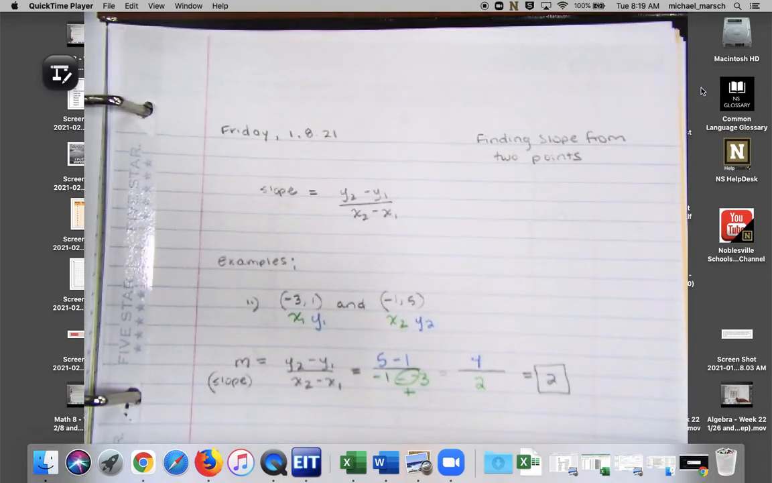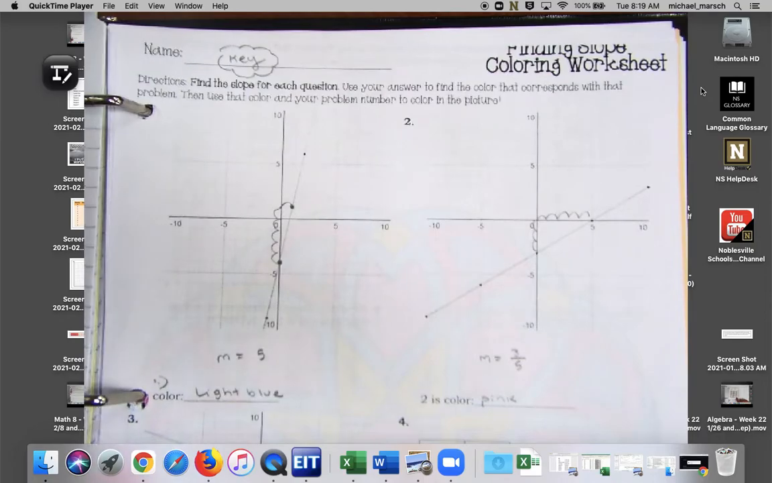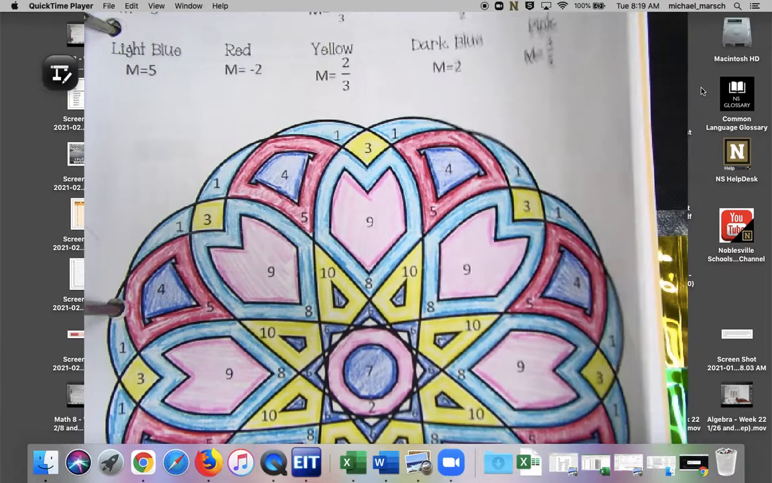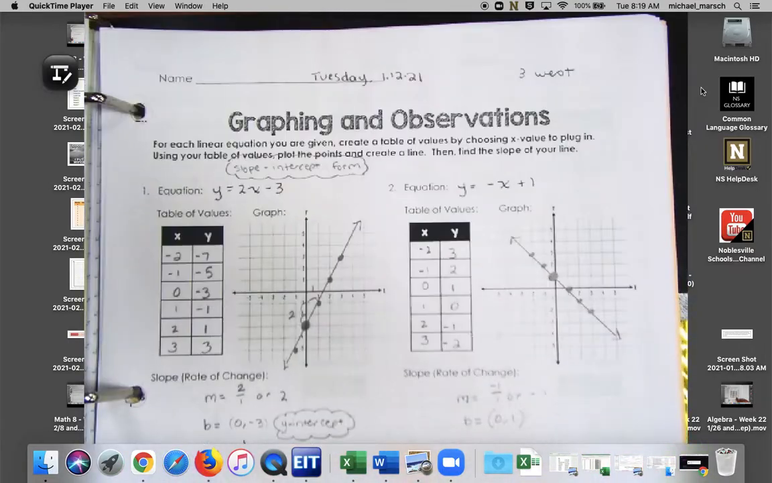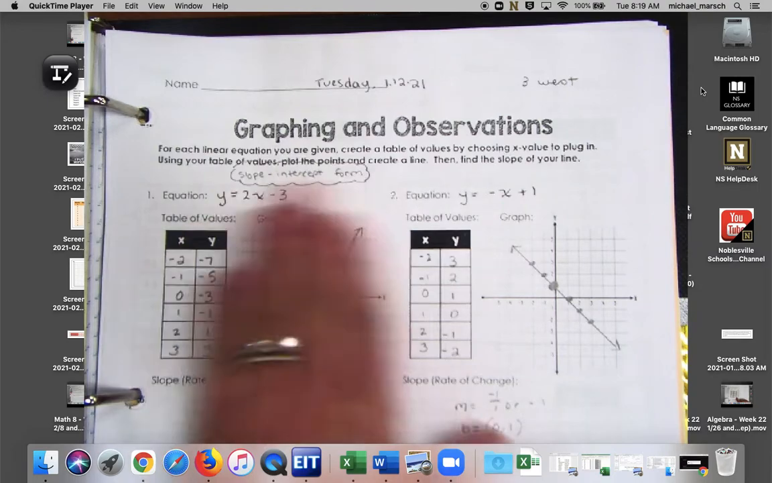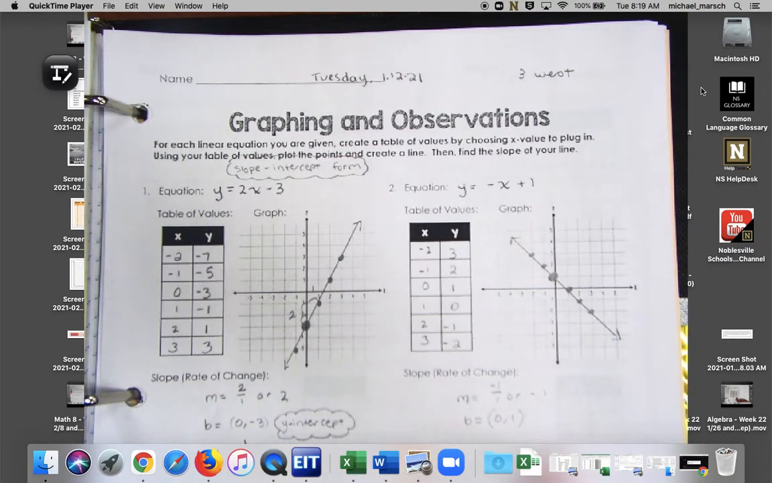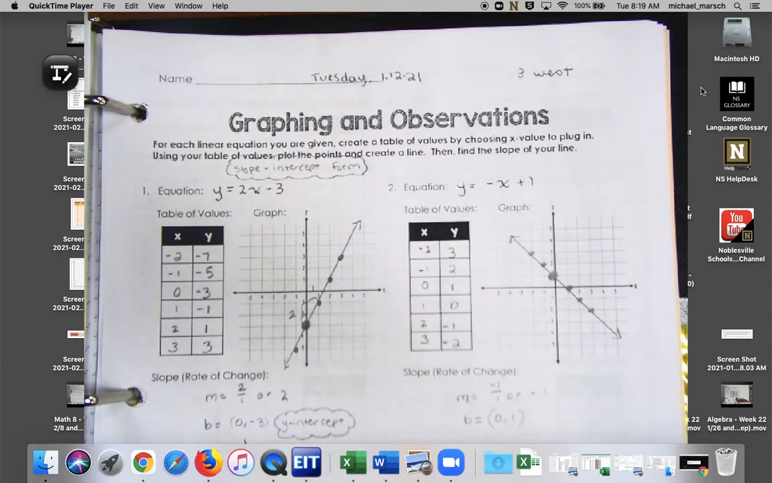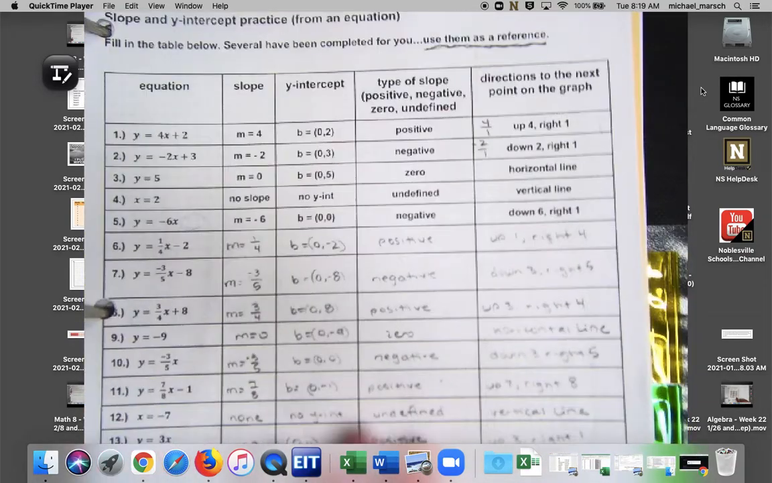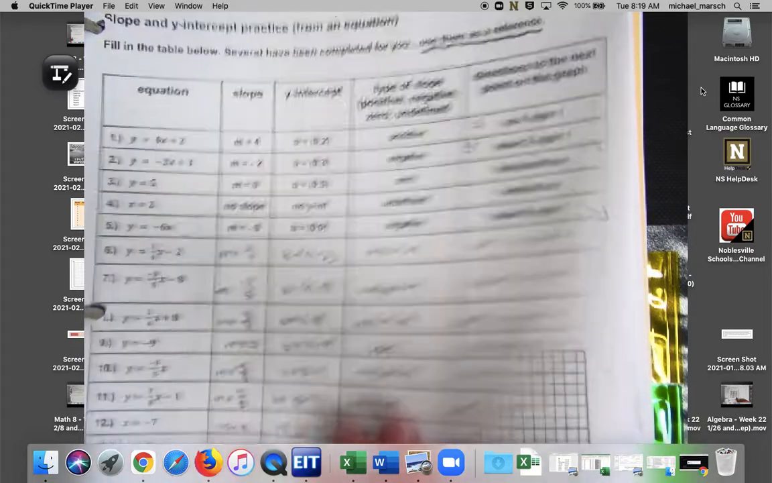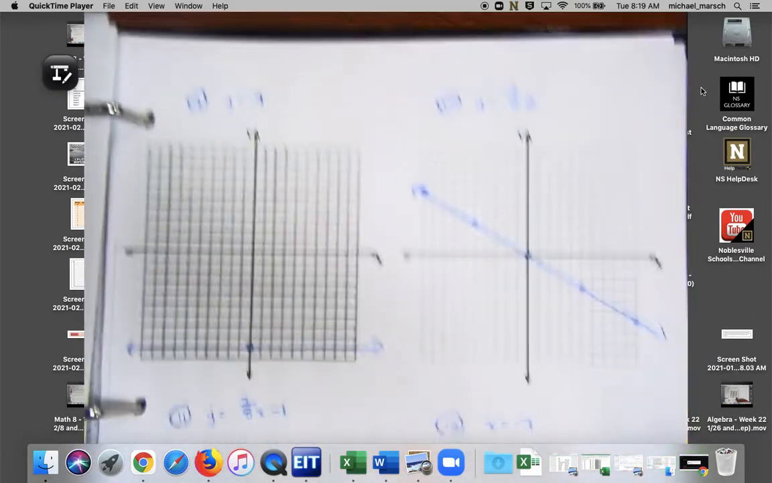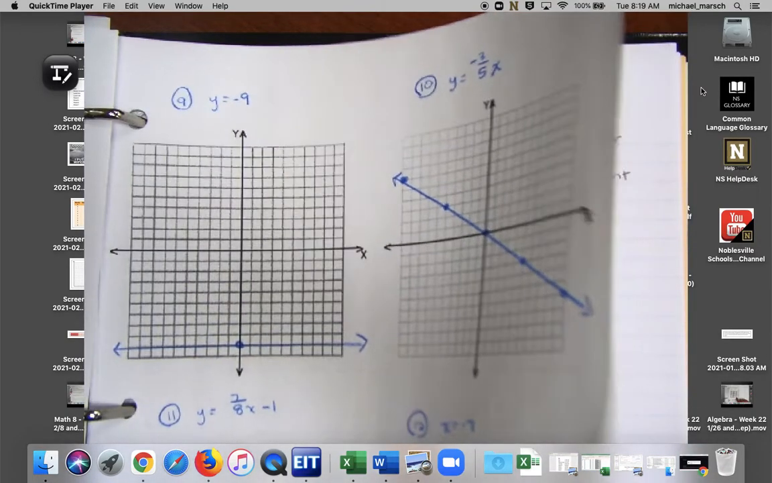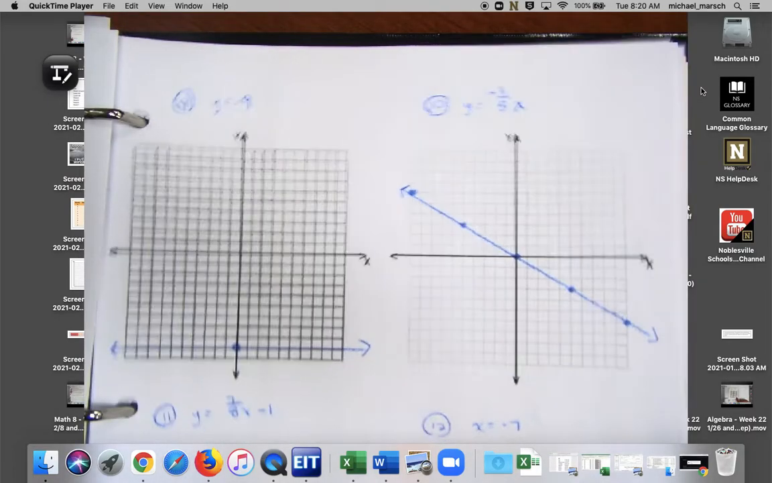Then we had finding slope from 2 points notes. Then we had this coloring activity where you had to do these 10 problems and then color this design. That should be in there. Then these were our notes from January 12th, graphing and observations. This is when we discovered that the equation, the slope is the number before and the y-intercept is the number after. Then you guys had to do this beautiful table, and then we used these graphs to make these graphs. I don't know why these are out of order, but we did 12 of them. We did 1 through 12.